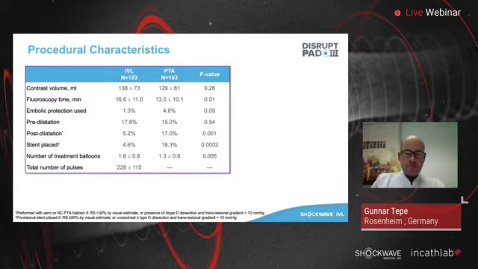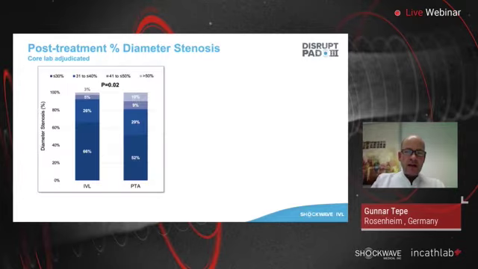Next slide, please. In the next slide, we will see that the diameter stenosis after IVL was less than 30% in 2/3 of the patients, versus only 50% in the PTA group. And if we look on the left column, IVL, we see that only 3% of the patients had a stenosis greater than 50% after that treatment only, which is really a success of IVL.